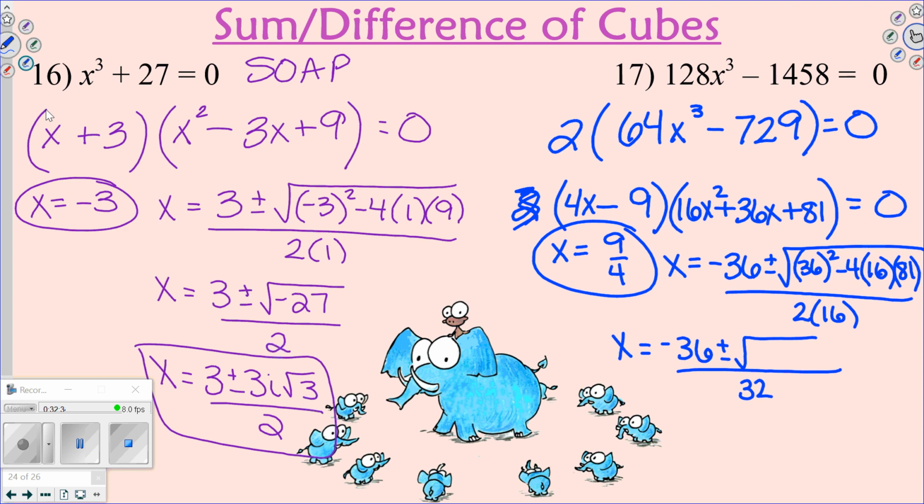Anybody want to tell me what that number is? 3,000 what? 3888? Oh, that's going to be a pretty factor tree. Better not be a factor.